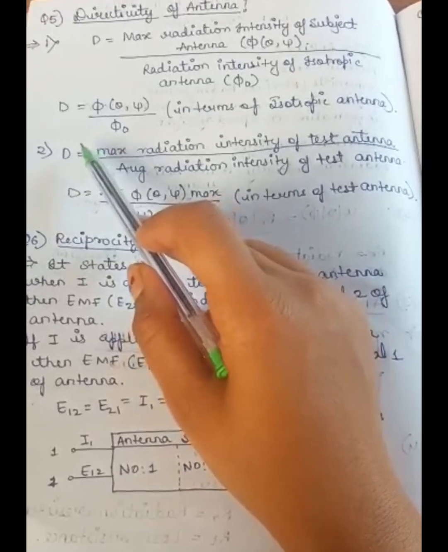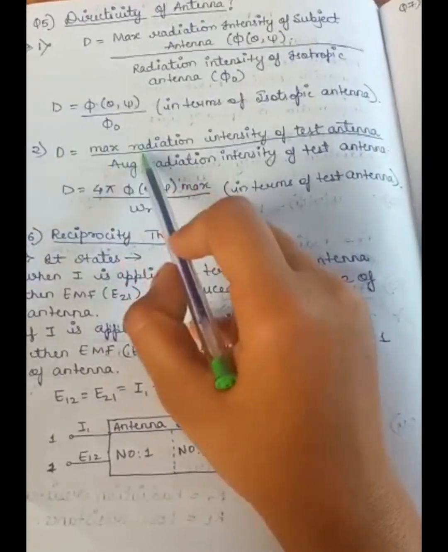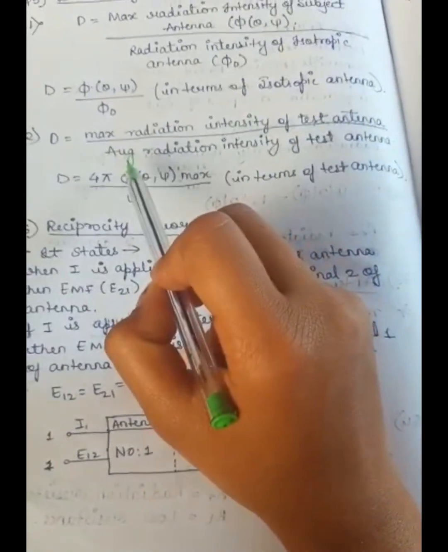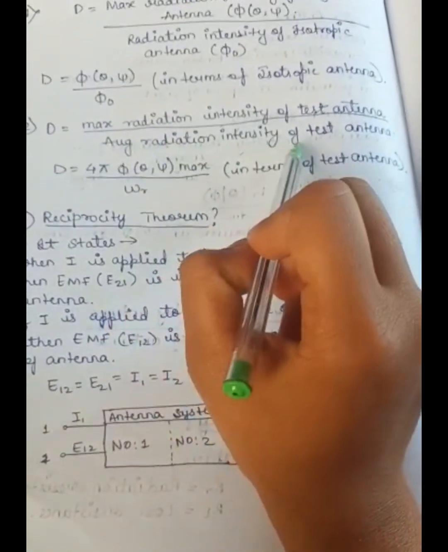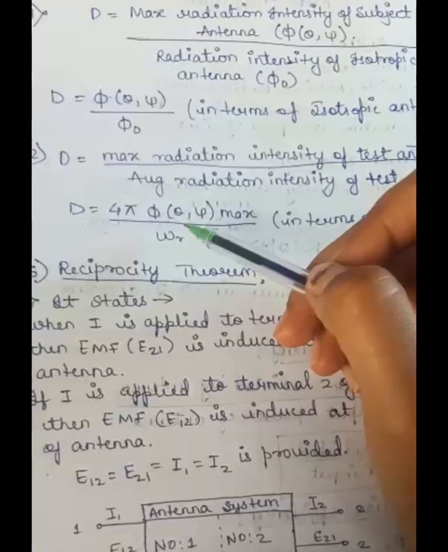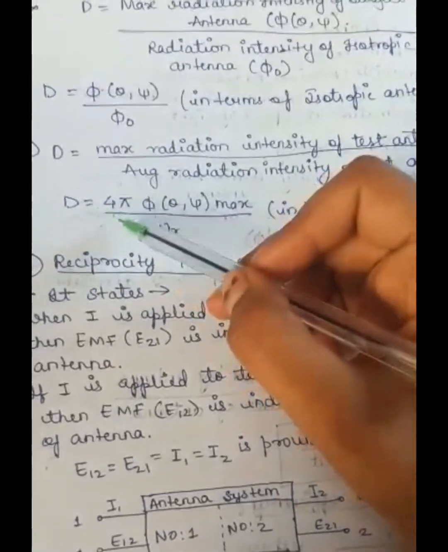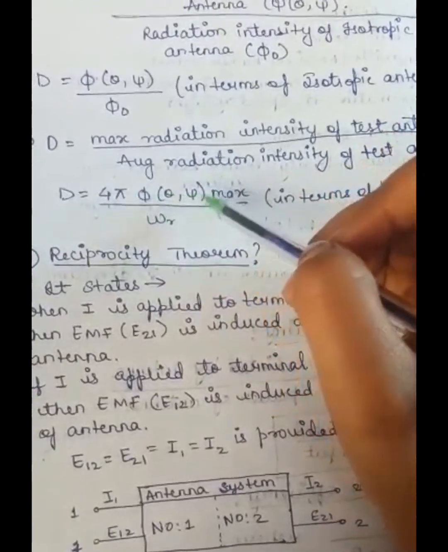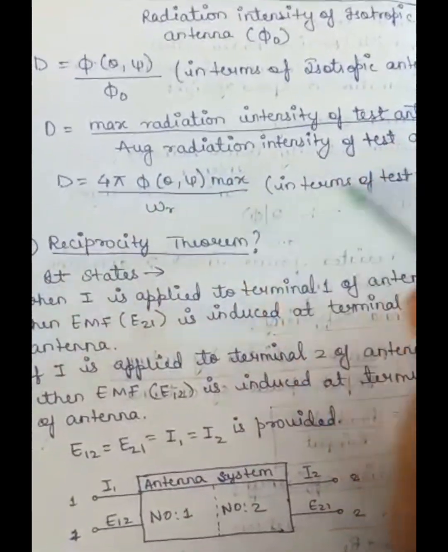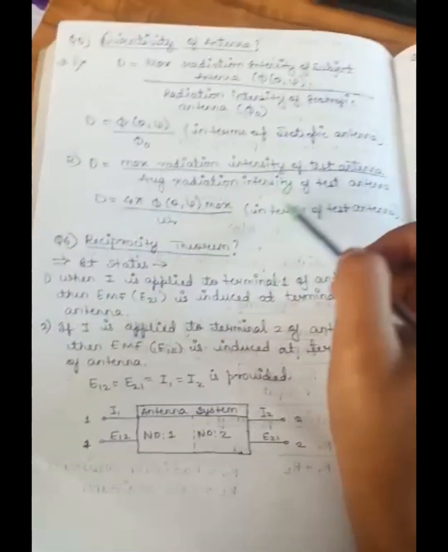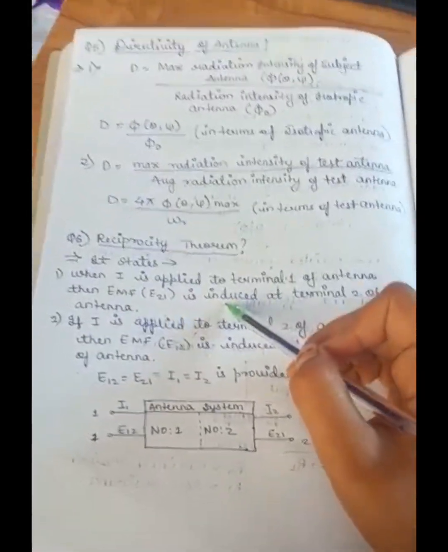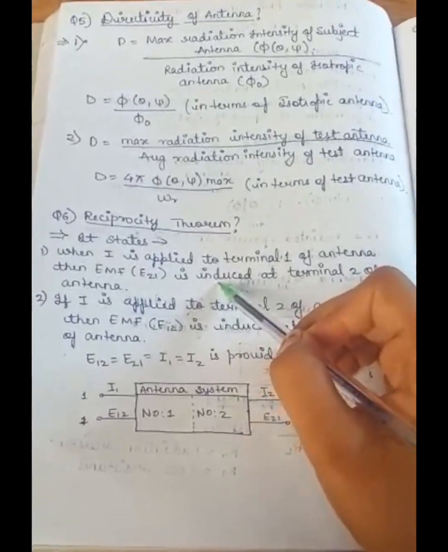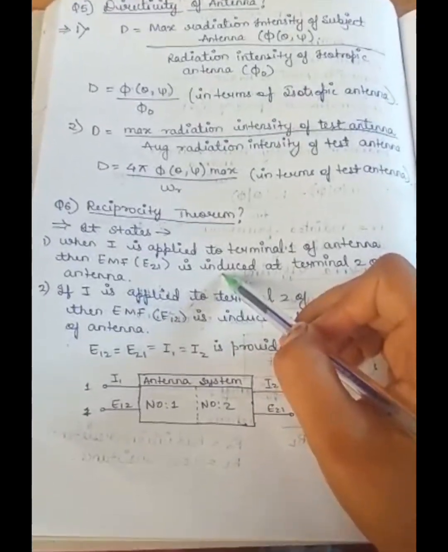Now, in terms of the test antenna, we can write directivity as max radiation intensity of the test antenna upon the average radiation intensity of the test antenna. Typically, we can write it as D is equal to 4 pi phi of theta, psi max upon omega r. Now, the next question is the reciprocity theorem. Reciprocity theorem is one of the most important questions in the external exams also.